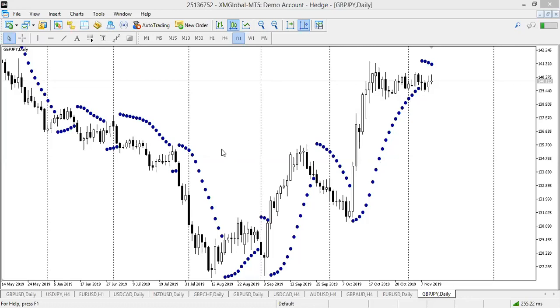Okay, sir, sang-ayon ba kayo na malapit na raw sa Holy Grail ang Ichimoku indicator kasi all-in-one na daw? Well, it's a relatively better indicator than the others, no? Kasi it's a complete system on its own. But Holy Grail, hindi naman. No? Kasi maraming beses ka pa rin matatalo sa Ichimoku if you check it out.